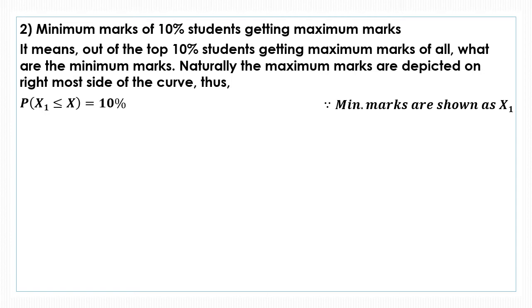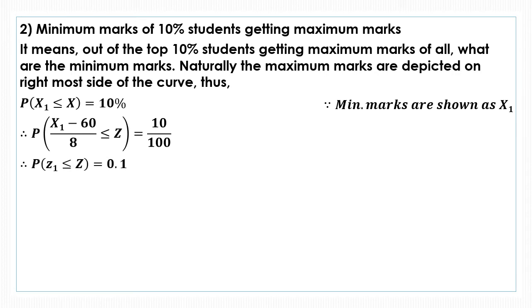So x1 less than or equal to x is 10%. We will be converting this into our z-score. So (x1 minus mu) upon sigma, mu is 60, sigma is 8. So (x1 minus 60) upon 8 less than or equal to z. Now percentage, when we simplify it, becomes 10 upon 100. Percentage means upon 100, so 10 upon 100. We are converting these percentages into probability, that's why I'm dividing it by 100. So (x1 minus 60) upon 8 is assumed as z1. So z1 less than or equal to z is the probability 0.1.